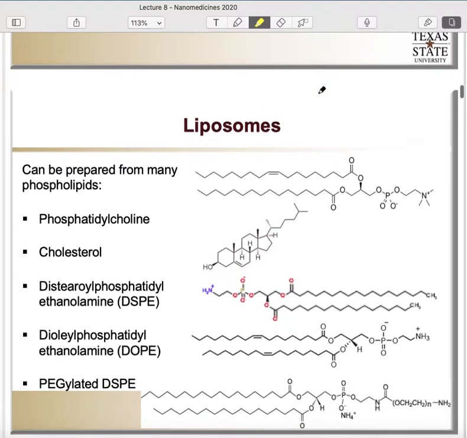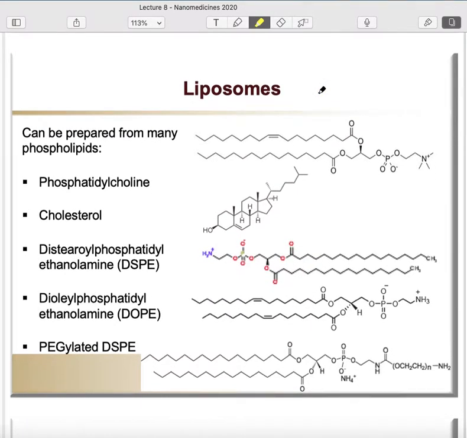So here are the various types of phospholipids that can be utilized. This is phosphatidylcholine, cholesterol. I'm not even going to try to say this one. We call it DSPE, DOPE, and pegylated DSPE. This DSPE is the one that I have seen the most in the literature. And notice that we have two versions of it.